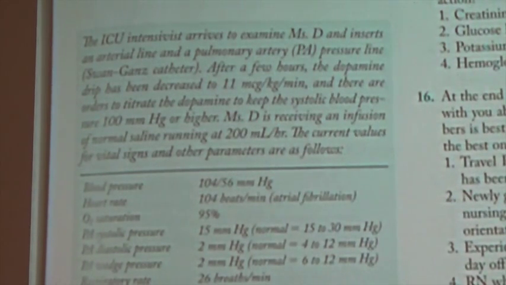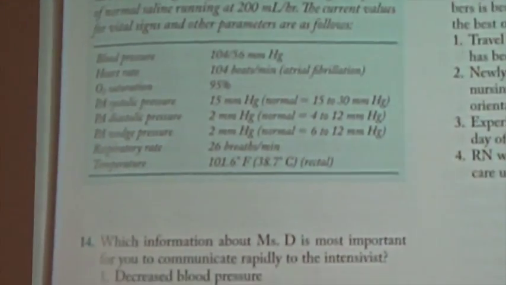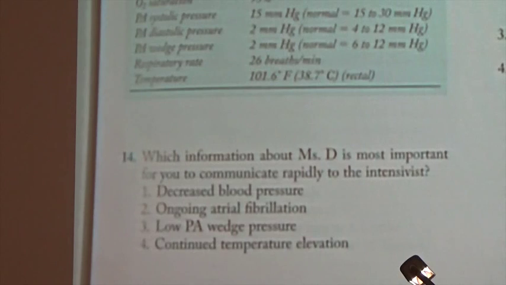After a few hours, the dopamine drip has been decreased to 11 mics per kilogram per minute, and there are orders to titrate the dopamine drip to keep the systolic blood pressure 100 millimeters of mercury or higher. Mrs. D is receiving an infusion of normal saline running at 200 milliliters an hour. The current values are as follows. Her blood pressure is 104 over 56, her heart rate is 104, her O2 sat is 95, her PA systolic is 15, her PA diastolic is 2, and her wedge pressure is 2. Respiratory rate is 26, and her temperature is 101.6. So, which information about Mrs. D is most important for you to communicate rapidly to the intensivist?